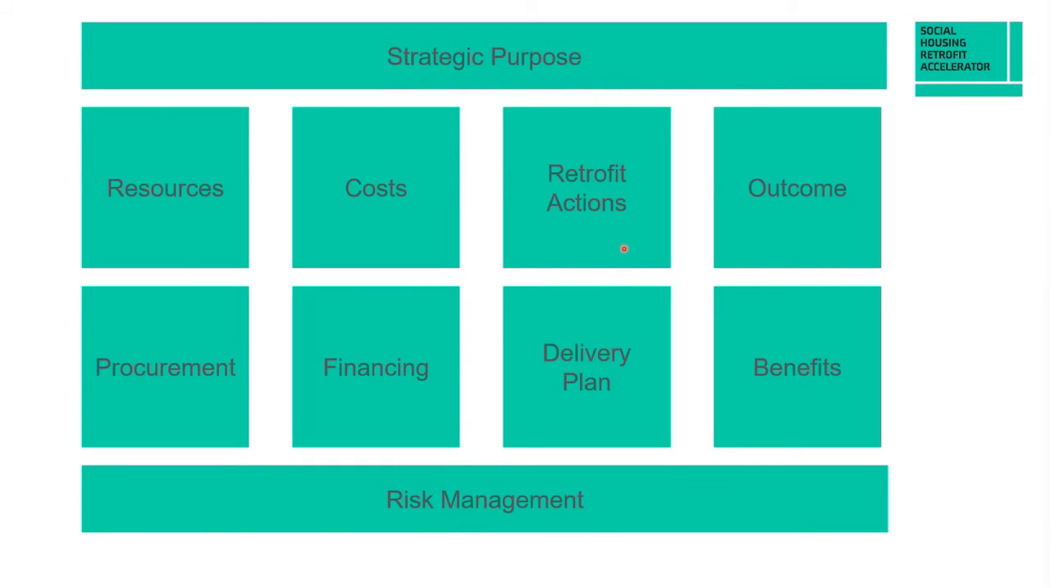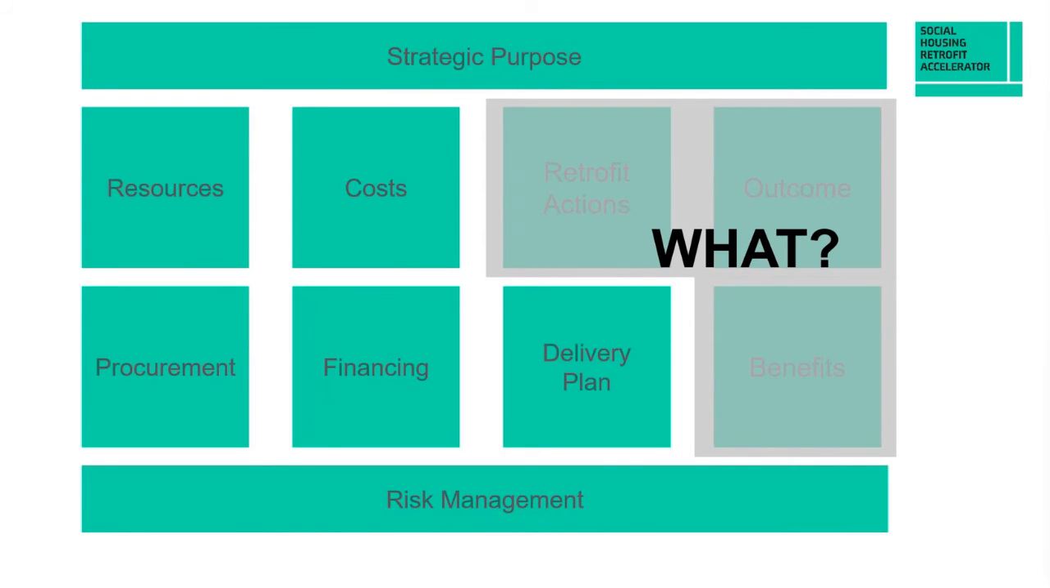A combination of external wall and loft insulation, together with replacement windows and doors, or whatever. And then the delivery plan. What's the program for delivering the retrofit actions? What is it going to cost? How are you going to finance that? What resources, both internal and external, you need to deliver the project? What is the procurement strategy and tactics for procuring the external resources? And then critically, the risk management. What is your risk management plan and your risk register?